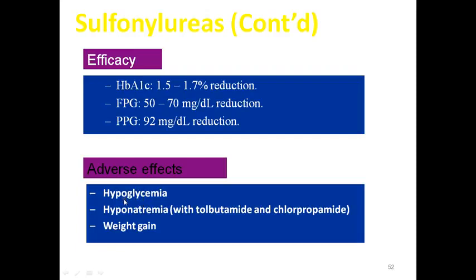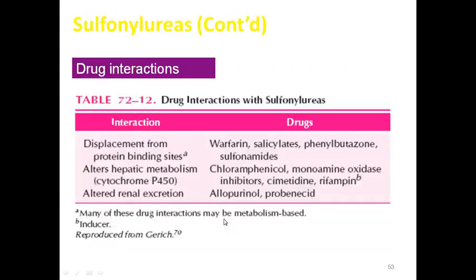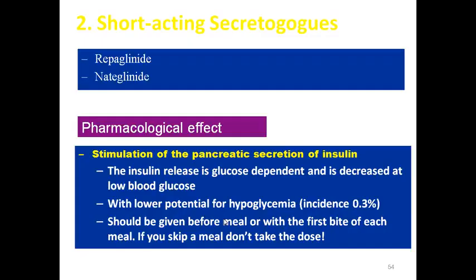The main adverse effect is hypoglycemia. That's very dangerous. In old age, most of the patients we have seen coming with hypoglycemia because of this. Then there is a problem of weight gain with this drug. Hyponatremia has been seen with tolbutamide and chlorpropamide. They also have several interactions with warfarin, salicylates, chloramphenicol, allopurinol, and propranolol.